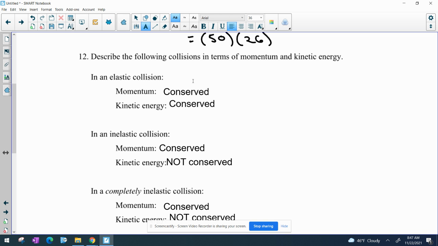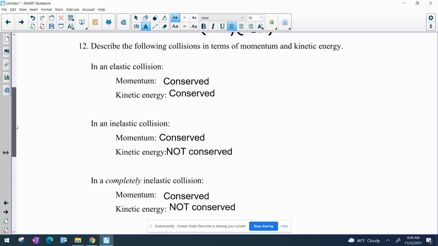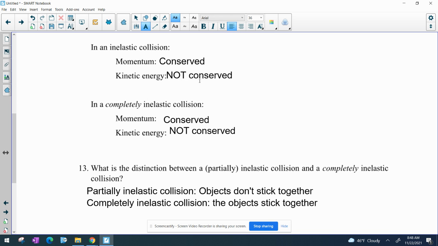Momentum is always going to be conserved in a closed system. So therefore, momentum is conserved in all three of these situations, whereas kinetic energy is conserved in an elastic collision, but not in an inelastic collision. So we have conserved, and then in an inelastic collision, momentum is conserved again, but kinetic energy is not conserved. And in inelastic collisions, that's the defining feature, is that kinetic energy is not conserved.